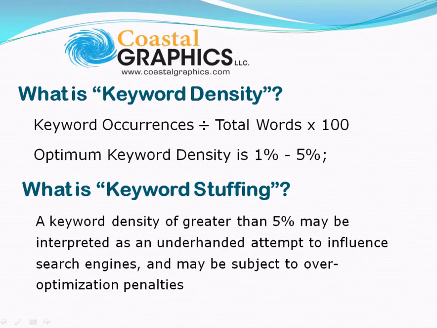What's keyword density? It's a mathematical formula: keyword occurrences divided by the total words in the body copy, times 100. Google does not divulge this information, but this is the conventional wisdom out there in the wonderful world of SEO. The optimum keyword density is about 1 to 5%.